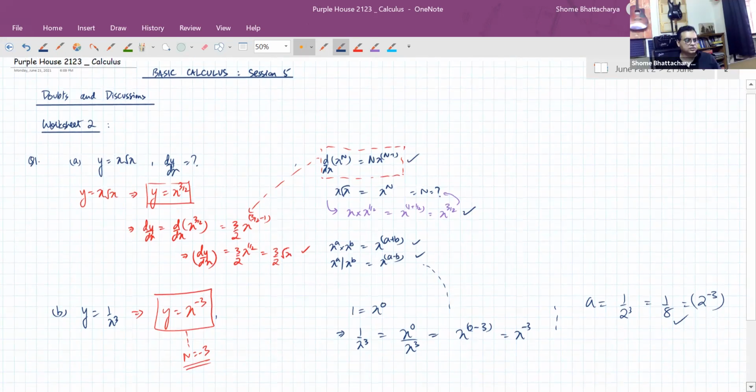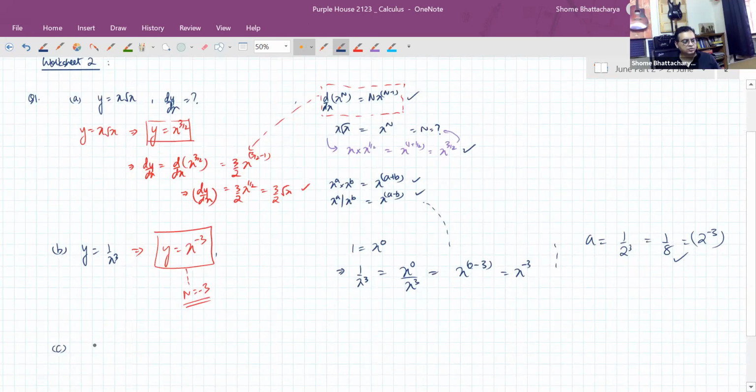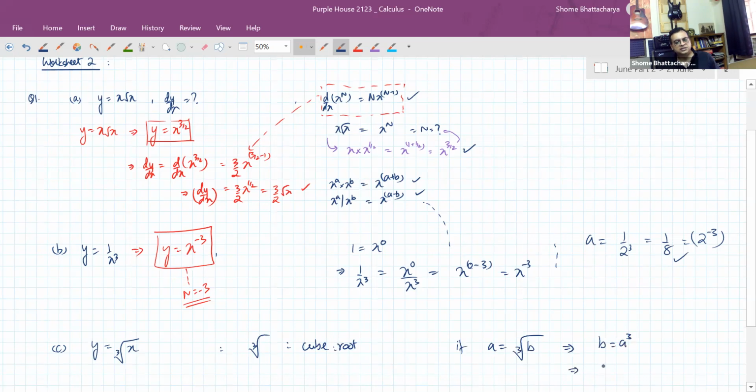Now, likewise, the C part. Some of you may not have understood the meaning of this term. This term is called cube root. So basically, if we say that A is equal to cube root of B, it's the same thing as saying that B is equal to A cube, or the same thing as saying that A is equal to B to the power 1 by 3. So here, this basically means y is equal to x to the power 1 by 3. So here the power n is 1 by 3.